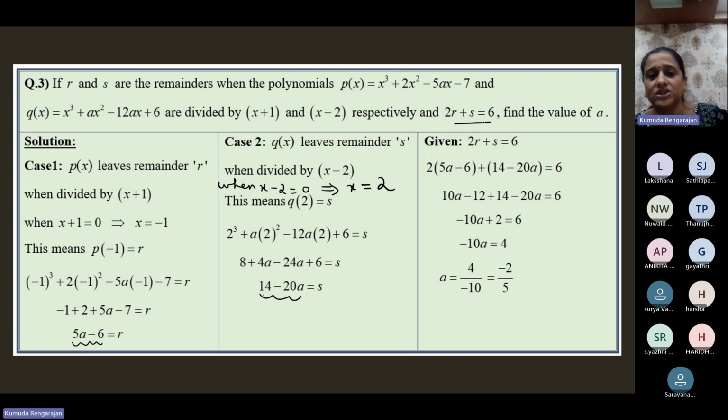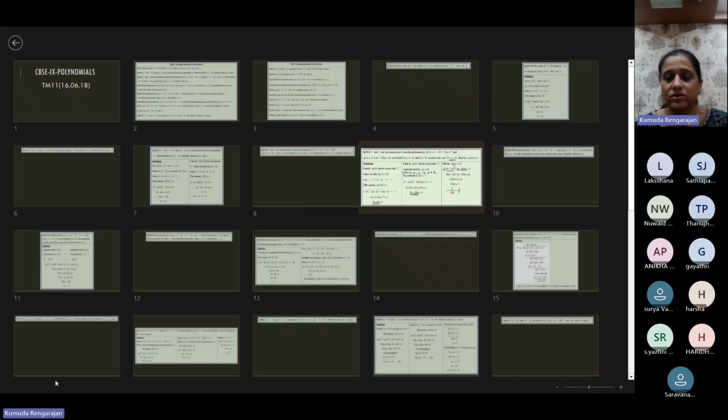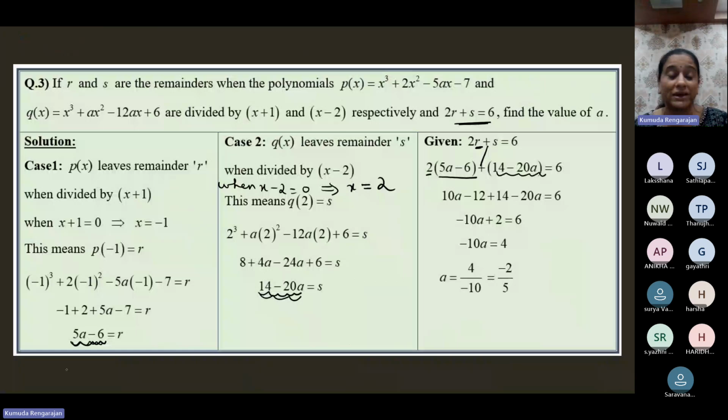Now take up this condition given. 2R plus S is equal to 6 is given to you. So what is the expression for R? 5a minus 6. So instead of R, 5a minus 6 plus S. What is S? 14 minus 20a. So instead of S, 14 minus 20a is equal to 6. So work this and you'll be able to find the value of a. And you see that the value of a is minus 2 by 5. Please work, children.